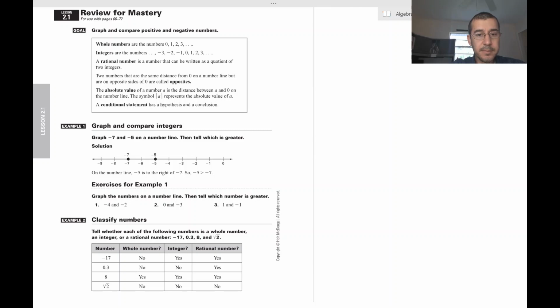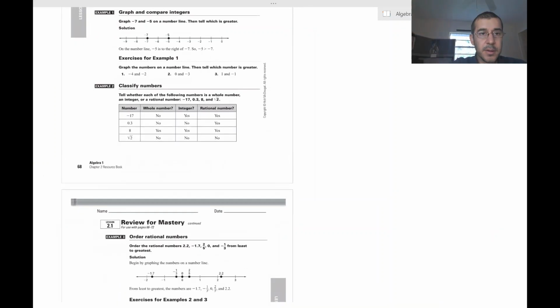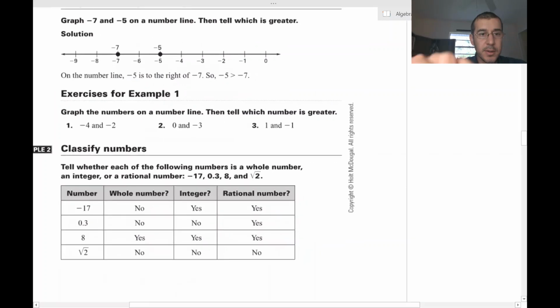So scroll down again. All right, so the first problem, graph the numbers on a number line. We have 0, right? And we have the positive numbers to the right and the negative numbers to the left. We have to plot -4 and -2, so we know that those two are on the left side of the 0. And let's count, so -1, -2, -3, -4. So -2 would be right there, and then -4 would be right there.